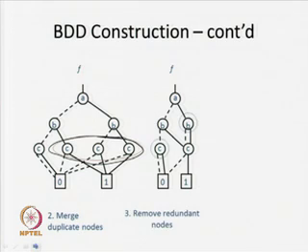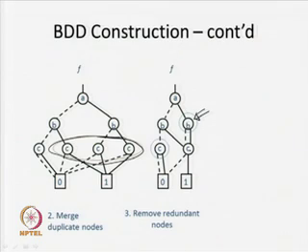Okay. Now, after that we are going to see whether we are having any redundant nodes or not. So, in this particular case you just see that if you look at this particular node B, when B equal to 0 I am coming to C, when B equal to 1 we are coming to C.